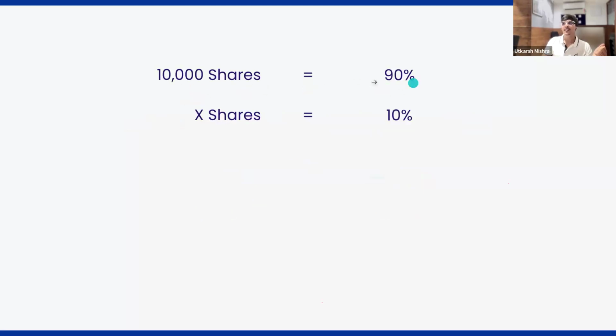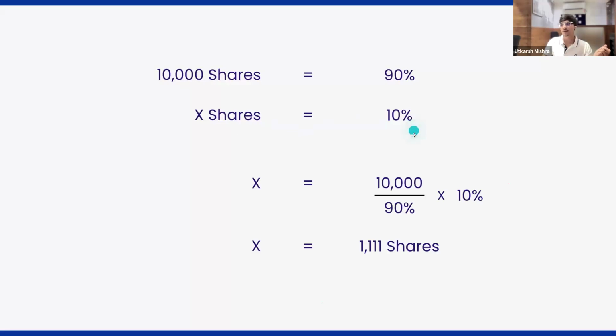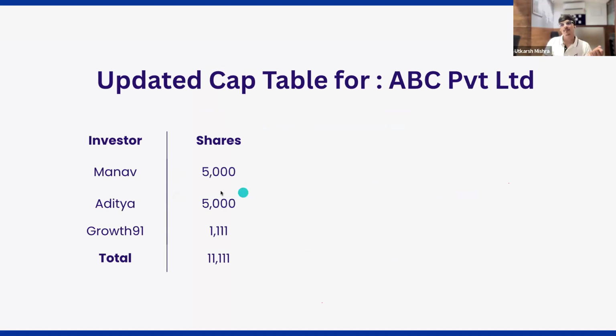Now 10,000 shares equals 90%, so for X number of shares at 10%, we just cross multiply and we will now issue 1,111 new shares, right? So now the total number of shares is: Manav has 5,000 shares, Aditya has 5,000 shares, and Growth 91 has 1,111 shares, which comes down to a total of 11,111 shares. It is very easy and simple to understand.